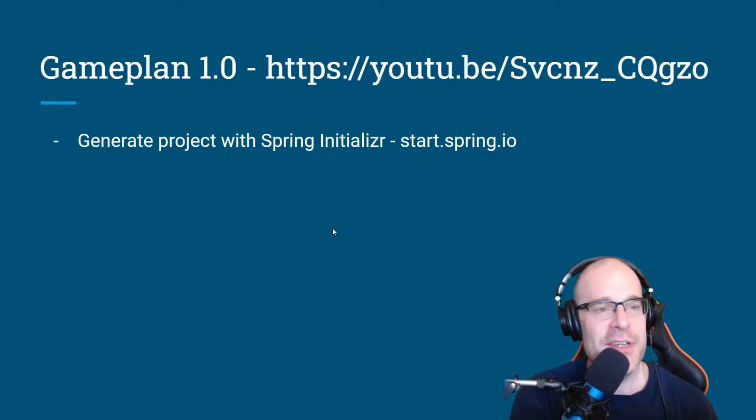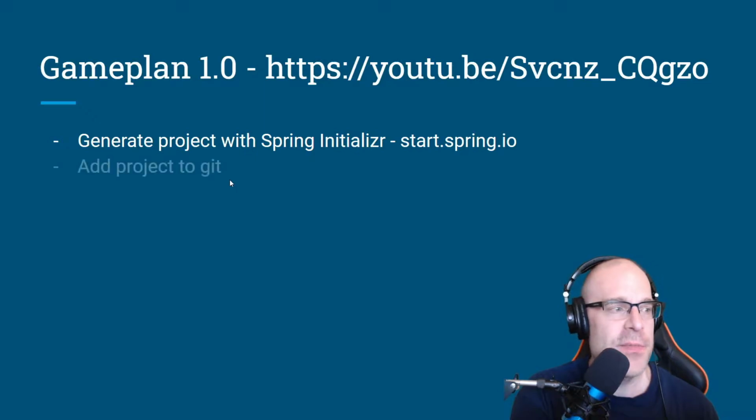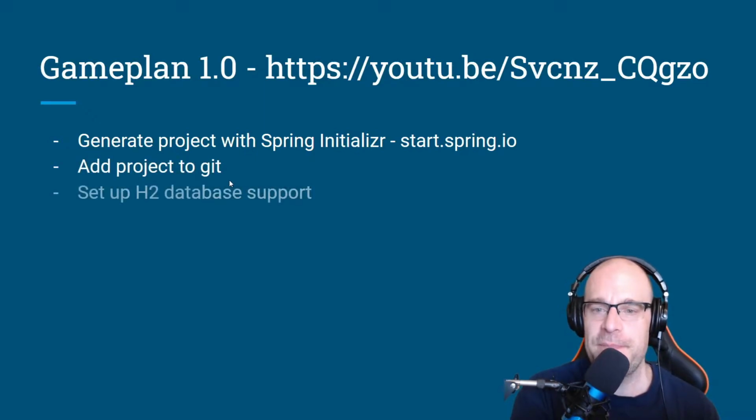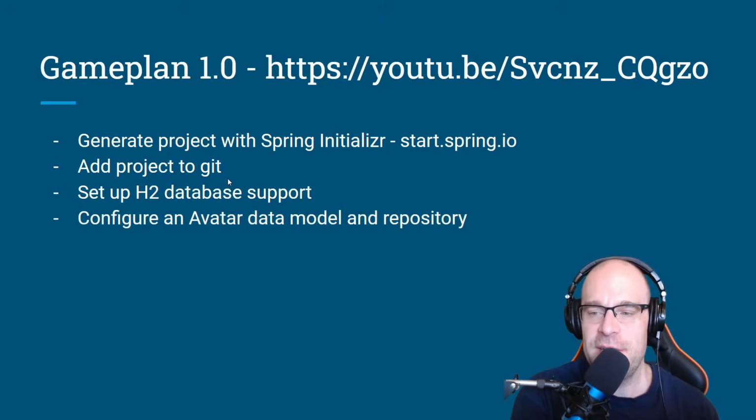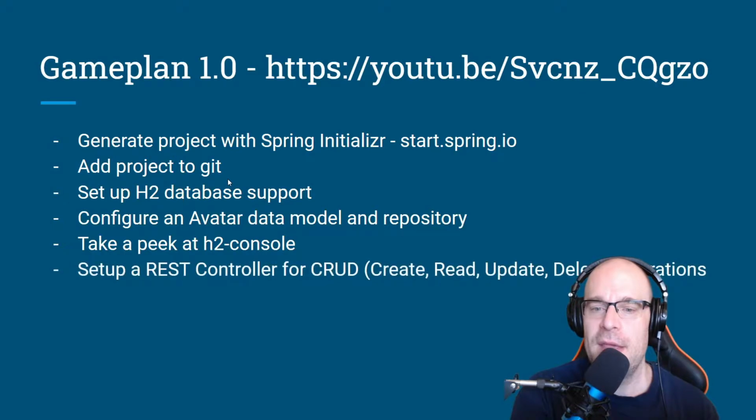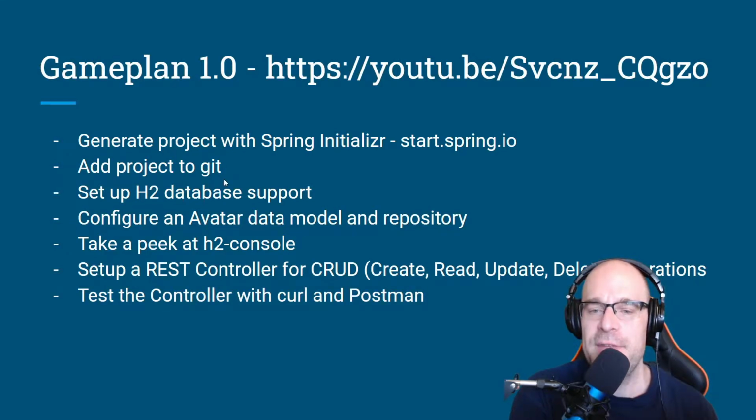In the first episode, as a quick recap, with the link available here to the previous one, we generated our project with the Spring initializer, start.spring.io. We added the project to Git. We set up an H2 database and configured the avatar data model and repository, and took a quick peek at using the H2 console and what it can give you. We set up a REST controller for handling CRUD operations, create, read, update, and delete, and we tested the controller with both curl and Postman.